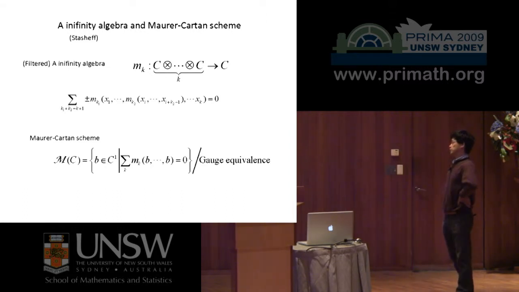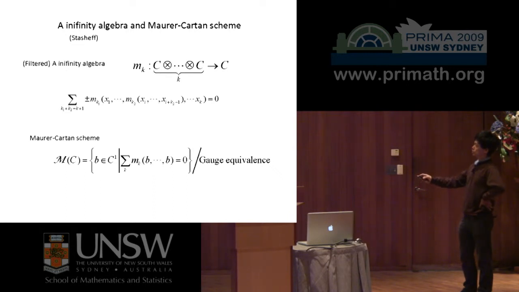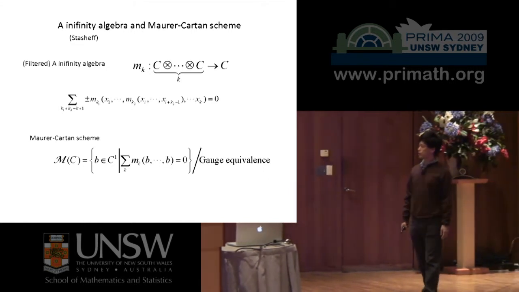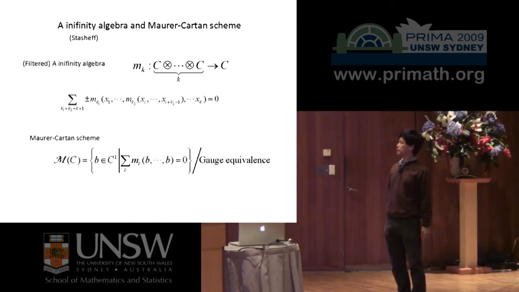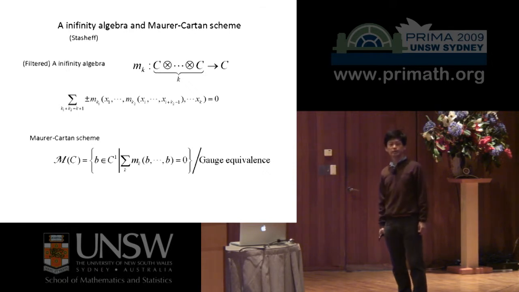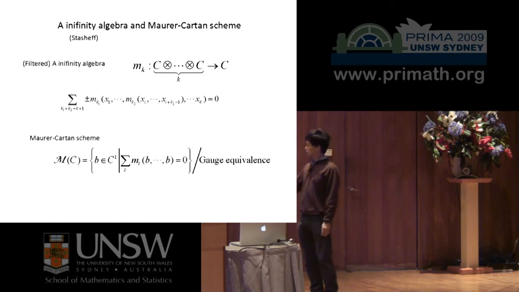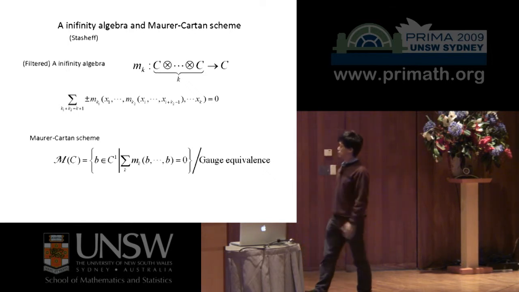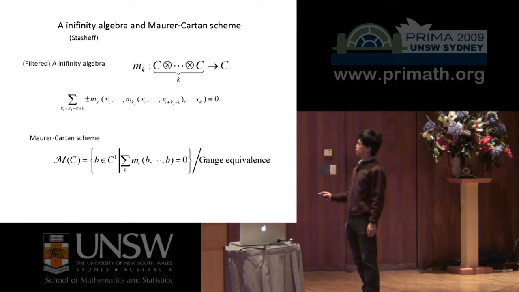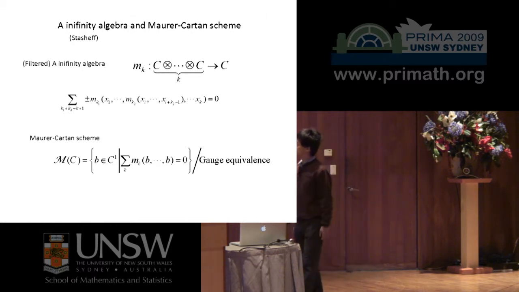Once you have infinity algebras, we get some equations which I call Maurer-Cartan equations. You have Mk applied to b to the tuple k, and if you sum up, it's 0. This is called the Maurer-Cartan equation. In the case of differential graded algebras, this equation is db plus b wedge b is 0. That's the classical Maurer-Cartan equation. So this is a very simple natural generalization of the Maurer-Cartan equation, and we have a natural notion of gauge equivalence. We divide by it, and we get some set. That's this M of C, which I wrote before.